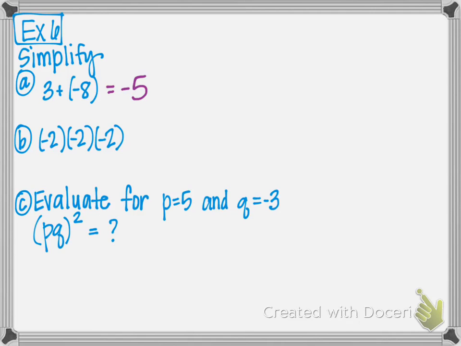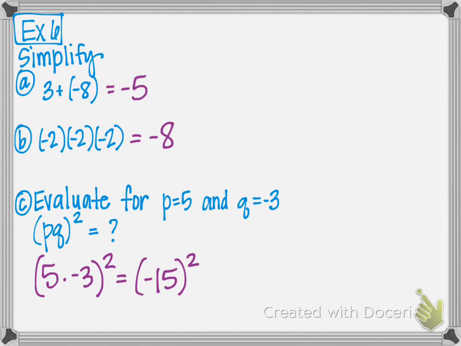B, you're going to multiply. So -2 times -2 is 4. 4 times -2 is -8. C, you're going to evaluate. And when you hear the word evaluate, that means you're going to take a value for a variable and plug it in. So since P is 5 and Q is -3, this is going to be 5 times -3 squared, which will be -15 squared, which is positive 225.